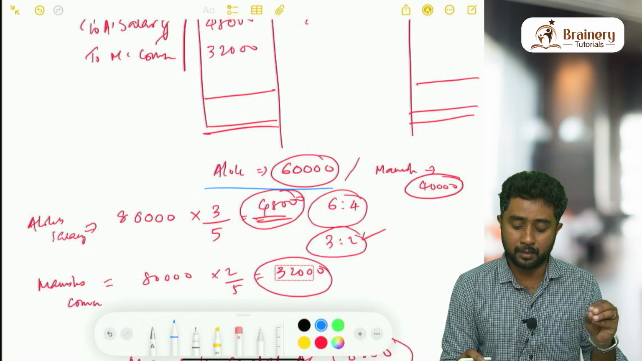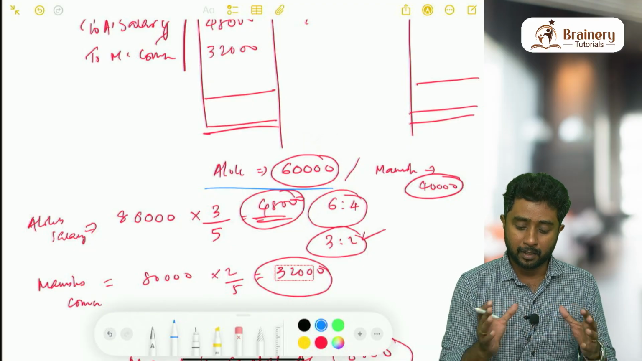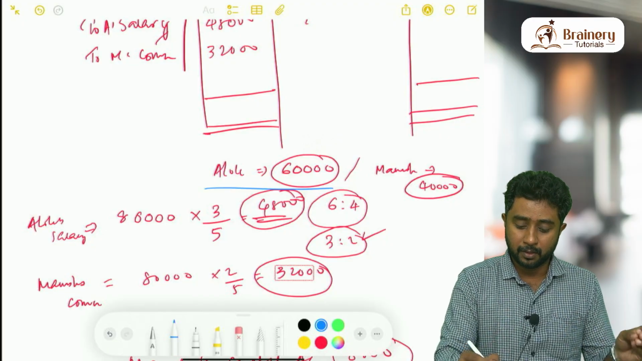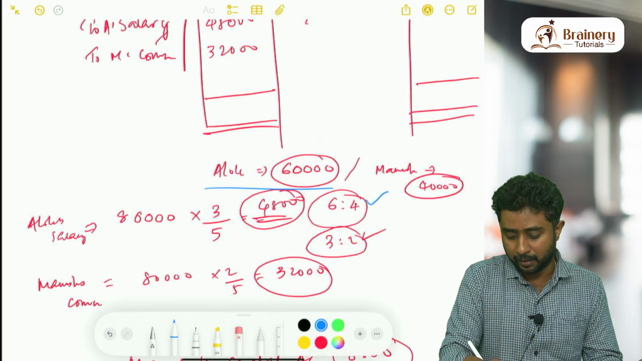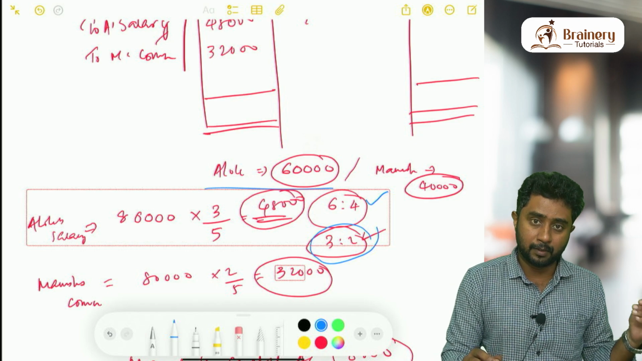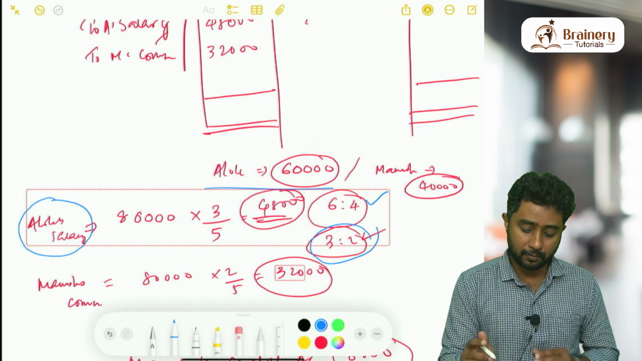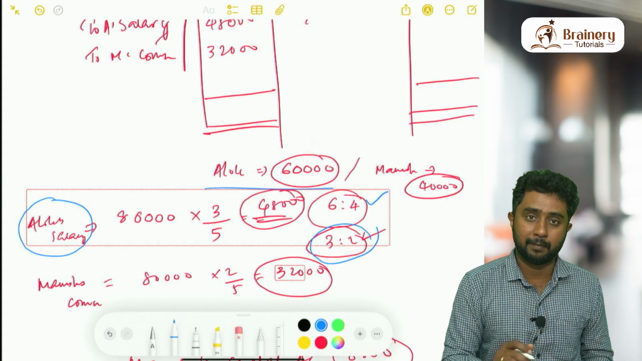So Alok's appropriation was 60,000, Manish's appropriation was 40,000. Then we made it in the form of a ratio, which gives us 6:4. We can reduce it to 3:2 also. So 3:2. Now what are we supposed to do? We need to find out how much salary can be given to Alok from this available profit. How much salary can be given to Alok?